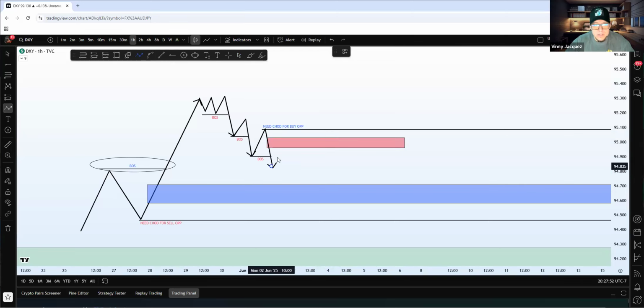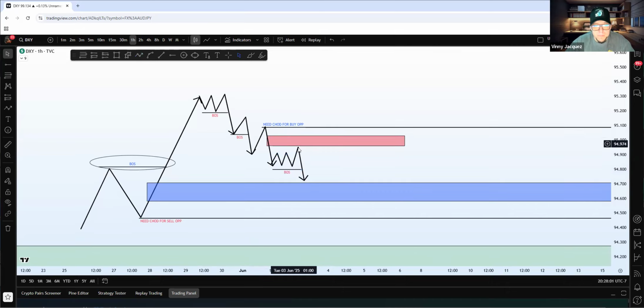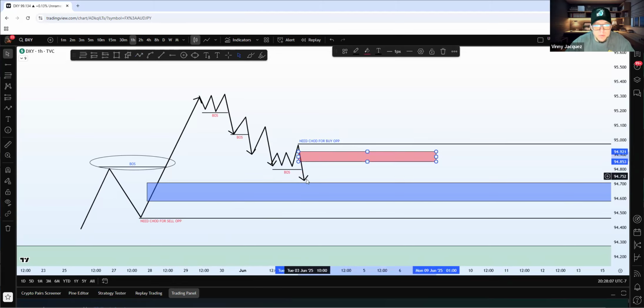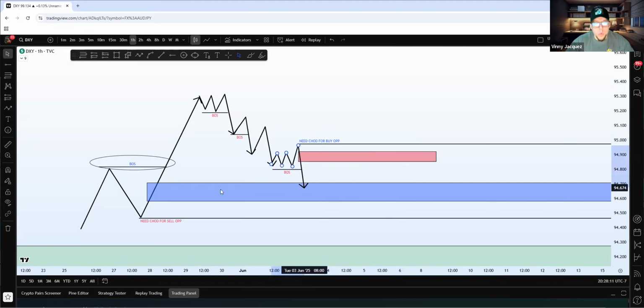So as the market continues to make its way down, we have a break of structure to the downside. I continue to adjust my line. We have a brand new starting point. Let's just say the market touches this zone. Awesome. We're in this trade already. We should already be in here.